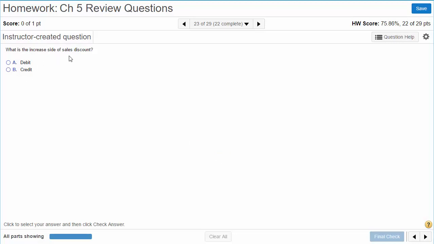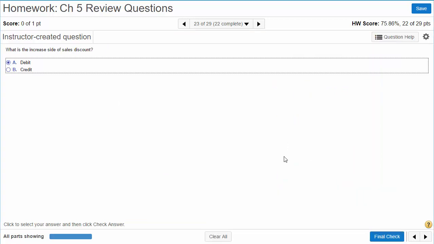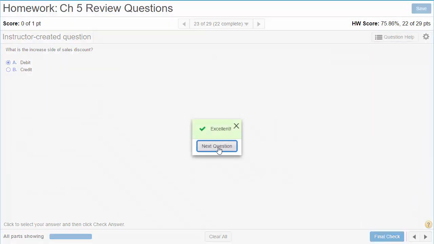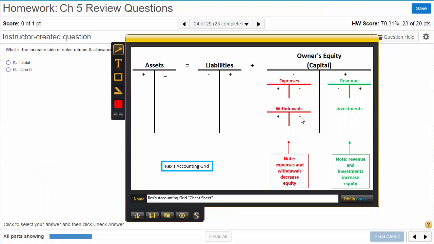What's the increase side of sales discount? So sales discount will lower our revenue. So it's the opposite of revenue. It's a contra revenue. So that means its plus sign is on the opposite side. So a contra revenue or sales discount would have its increase side on the debit. Sales returns and allowances, that too offsets our revenue, our sales. So its increase side would be the opposite of revenue because it's a contra revenue. So its increase side is a debit.